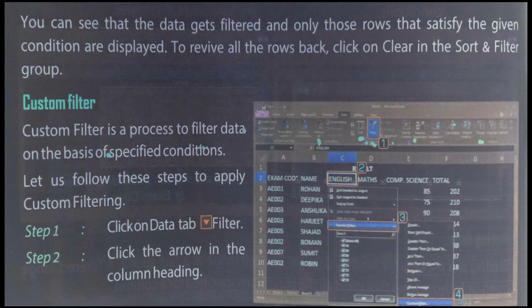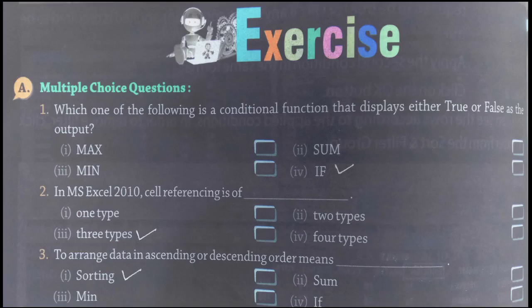Next is Custom Filter. Custom filter is a process to filter data on the basis of specified conditions. And in your book, the steps are given for filtering the data. So then we will go through the exercise work given on page number 70 from chapter 5.